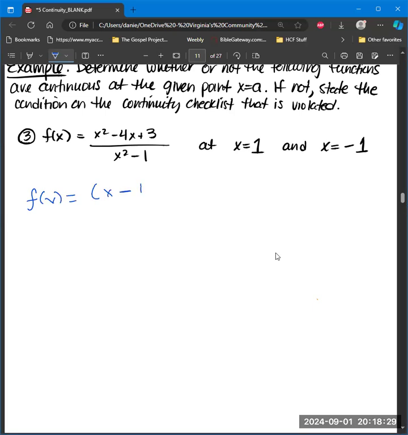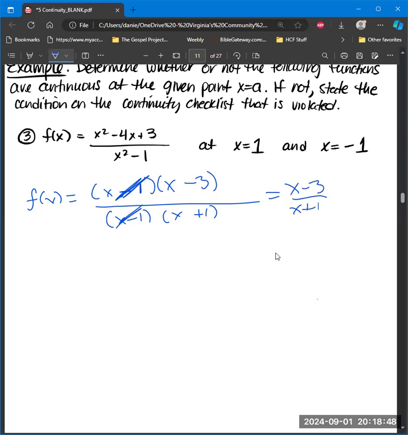X minus 1, x minus 3 will give me x squared minus 4x plus 3. And I have x minus 1 and x plus 1. So this is equal to x minus 3 over x plus 1, as long as x is not equal to 1. I cannot change the domain of my original function. I still need to exclude x equals 1, because 0 over 0 is still undefined. But I can define every other point other than x equals 1 with this piece.